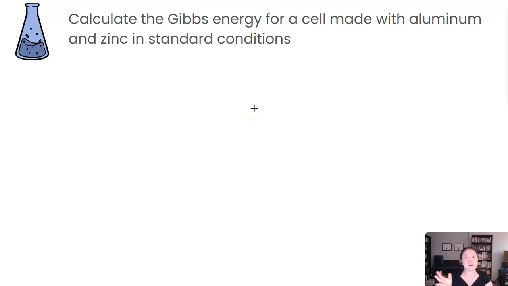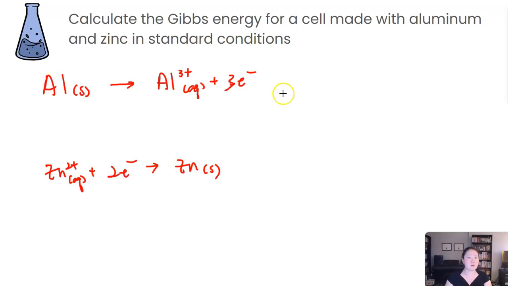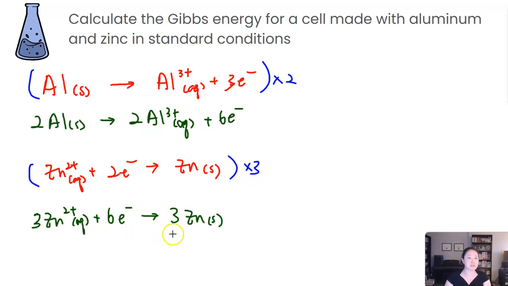So let's say you're calculating the Gibbs energy for a cell made with aluminum and zinc in standard conditions. So if we are going to be making a voltaic cell with this, you're going to have your aluminum metal, and then you're going to be using zinc ions. So in this particular case, our half reactions are going to be as follows. Now, to get a properly balanced redox reaction out of this, we're going to need to take this equation, multiply it by 2, and take that equation and multiply it by 3. So here you can see that when you have that balanced redox reaction, you're going to have a transfer of 6 electrons. So now let's figure out the Gibbs energy.